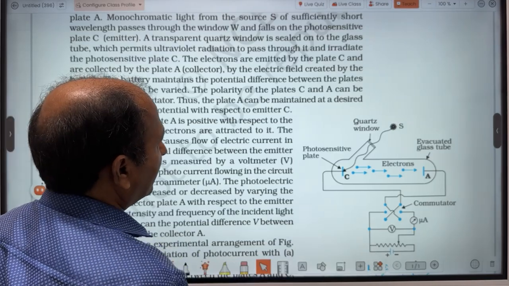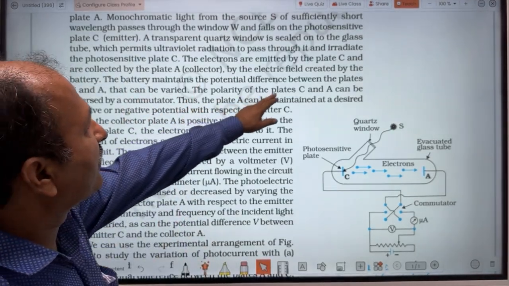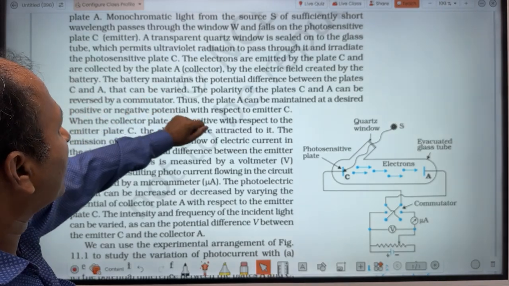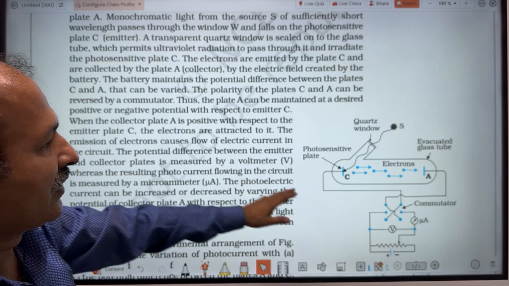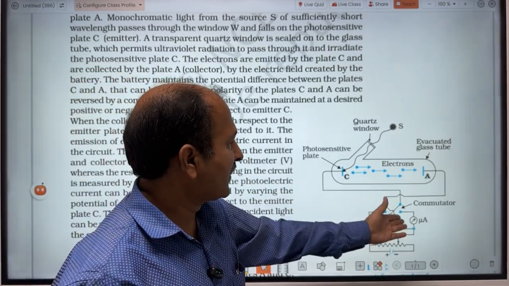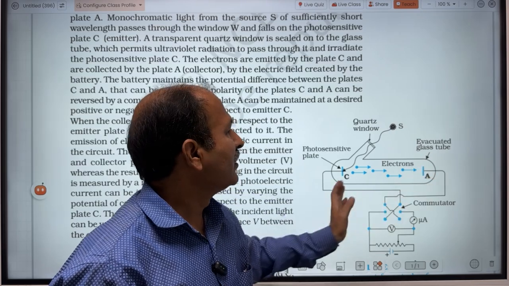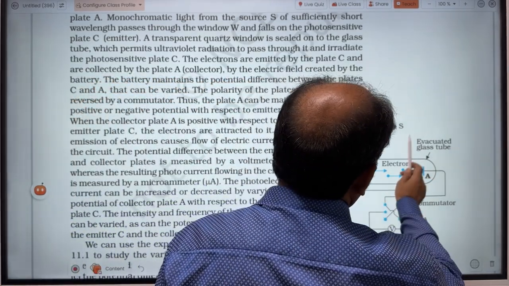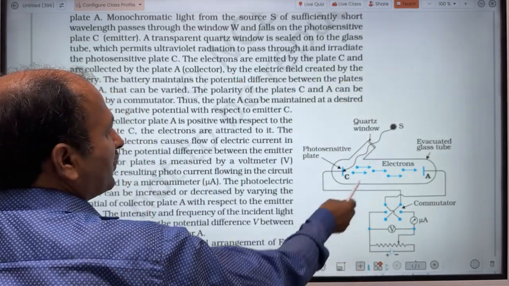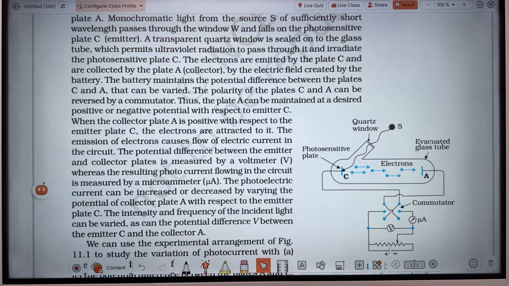This is the rheostat, you know. Now, the battery maintains the potential difference between the plates C and A that can be varied. The polarity of the plates C and A can be reversed by a commutator. Here a commutator is used. If we wish, we can change the polarity. Here it is positive. Now if we wish, we can make it negative. In that case, what will happen? If it becomes negative, then these electrons will stop, right? So that also we have to check. So what is the maximum value? And that will be used to determine the kinetic energy of these electrons, right?